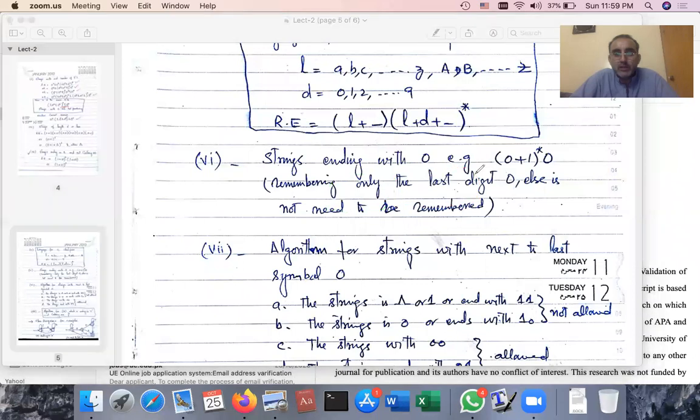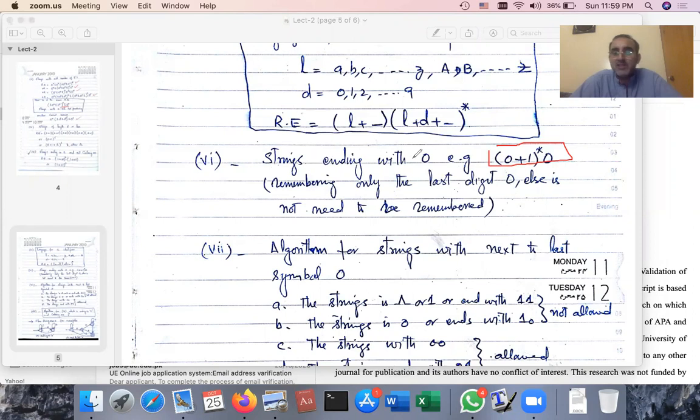I want to clear all these drawings and move on. So now the next example is strings ending with zero. The language with strings ending with zero, so the last symbol of the string would be zero. What you can see, 0 plus 1 whole star means all possible combinations of 0 and 1, and then you can just put 0 at the end in concatenation. Now this is the proper regular expression for all combinations of zeros and ones ending with 0.